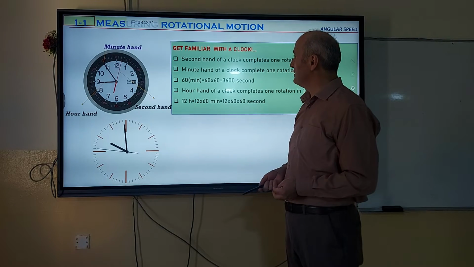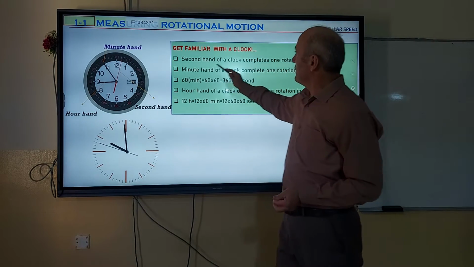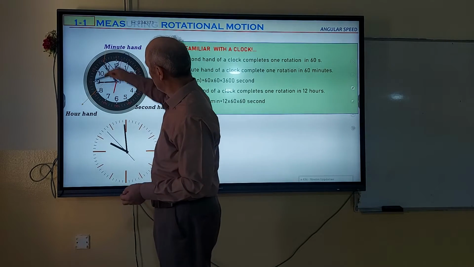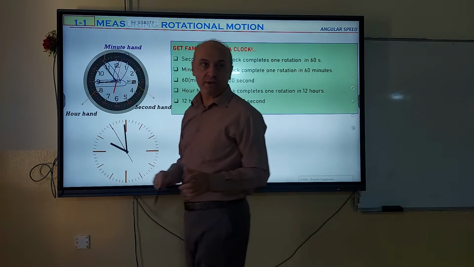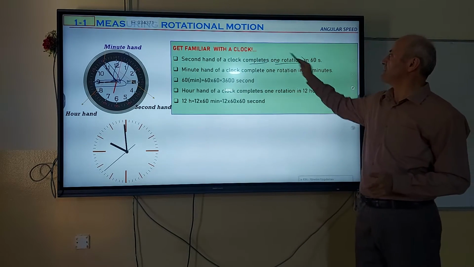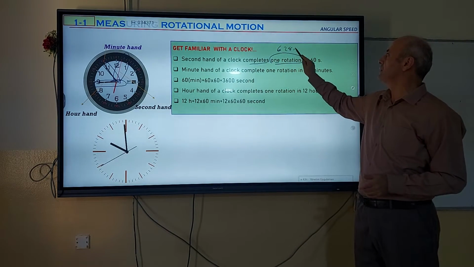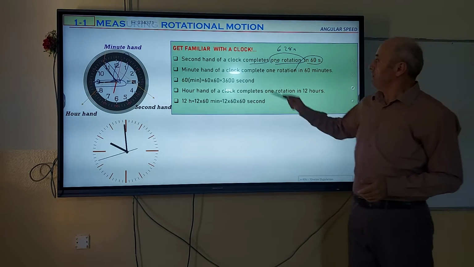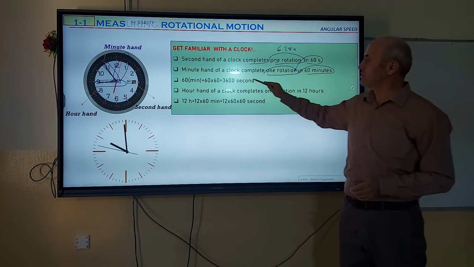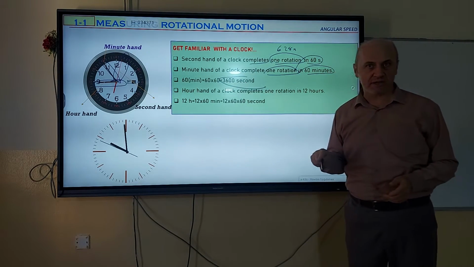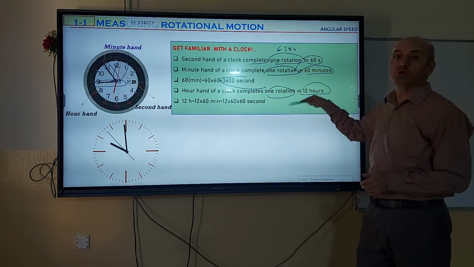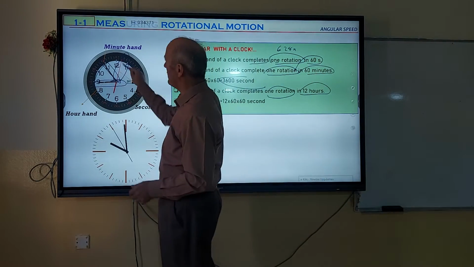Angular speed title. The second hand is fastest, the minute hand is in the middle, and the hour hand is the slowest one. The second hand completes one rotation, that is 6.28 radian, in 60 seconds. The minute hand completes one rotation, 6.28, in 60 minutes. Convert to seconds: 60 times 60, 3,600.